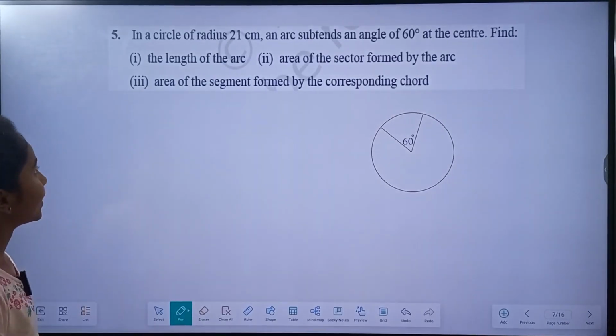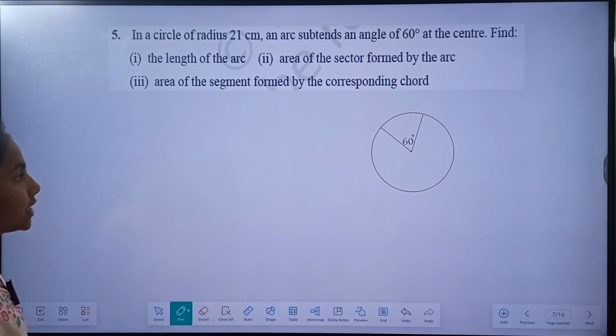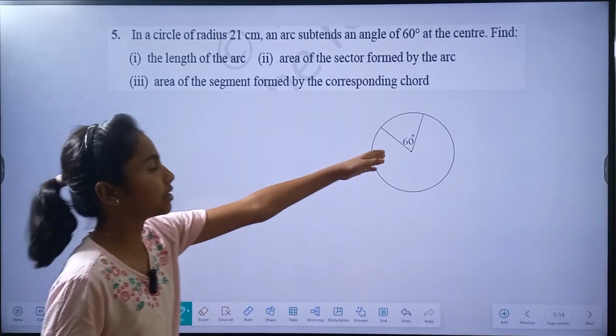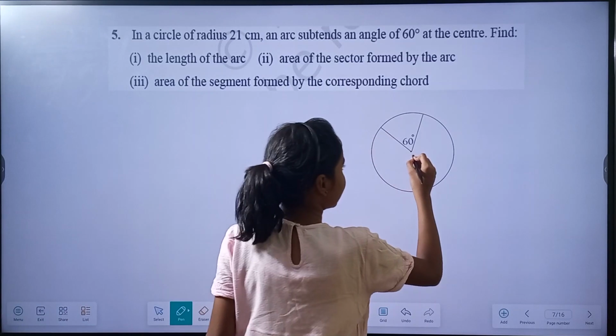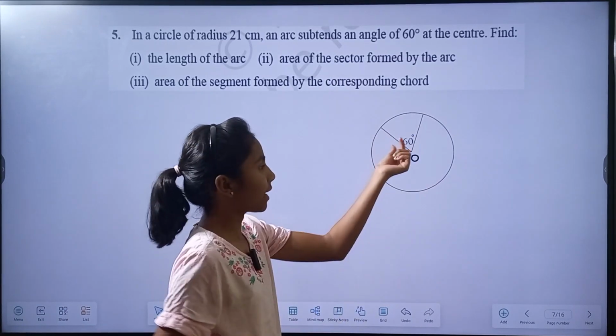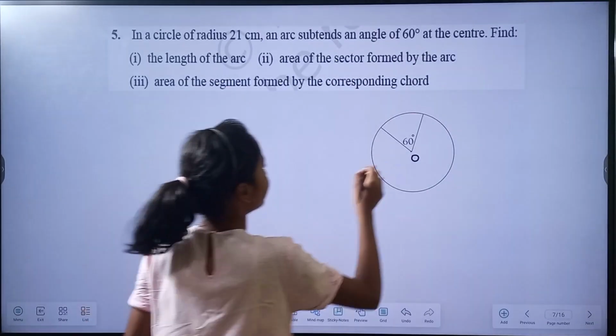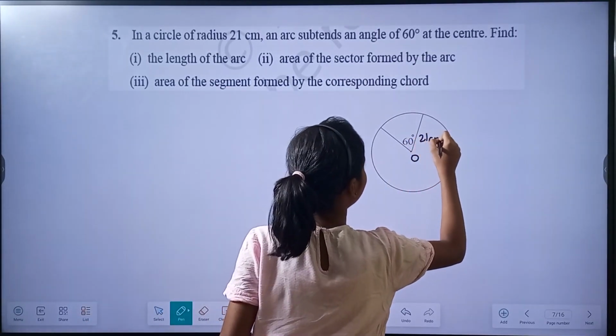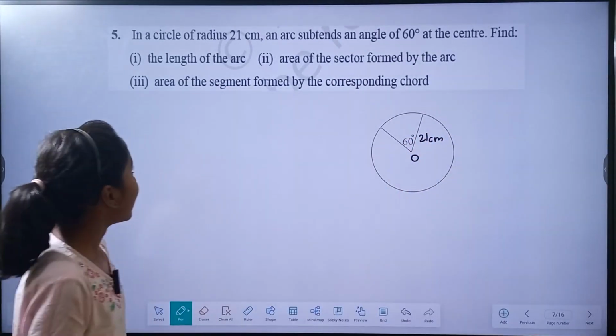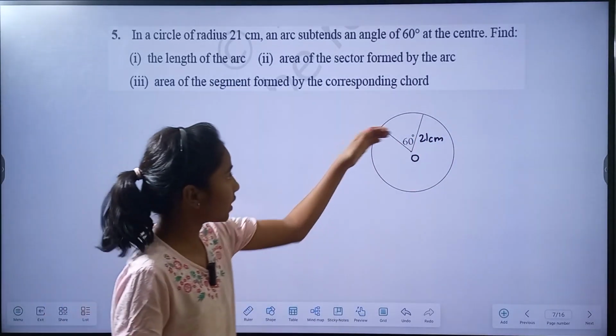In a circle of radius 21 centimeter, an arc subtends an angle of 60 degrees at the center. So this is the center of the circle. Let us label it O, and this is the angle 60 degrees. They have given radius 21 centimeter. So this is 21. Find the length of the arc.